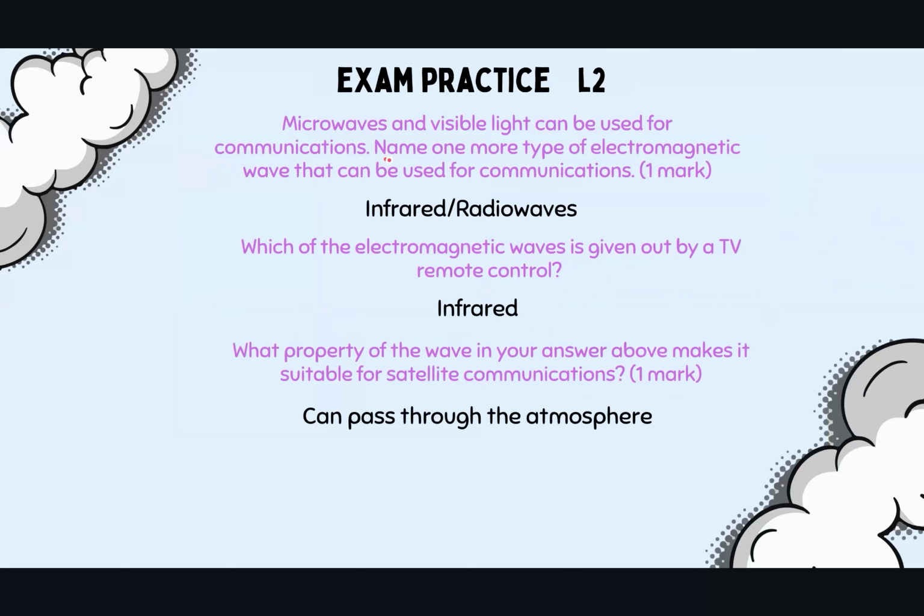So name one more type. So microwaves and visible light can be used for communication. Name another type of electromagnetic wave that can be used for communication. You can say infrared or radio waves. Which of the electromagnetic waves is given out by a TV remote control? Infrared, but you can use radio waves there as well.